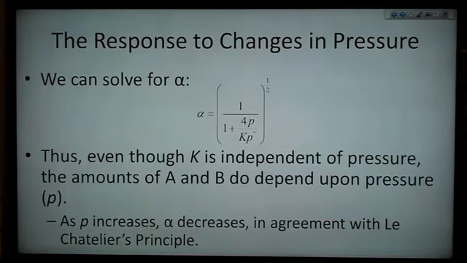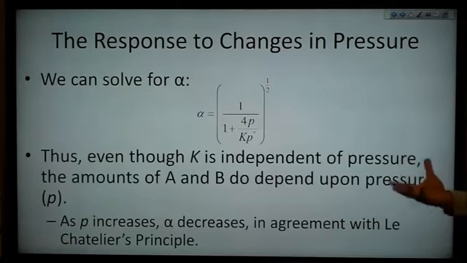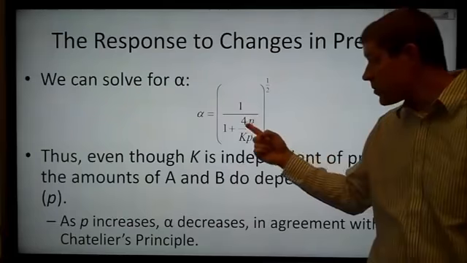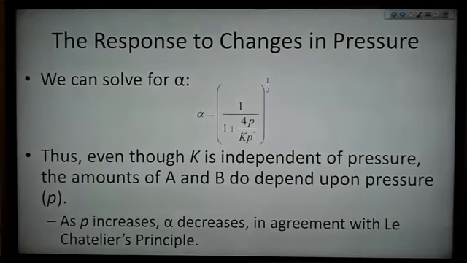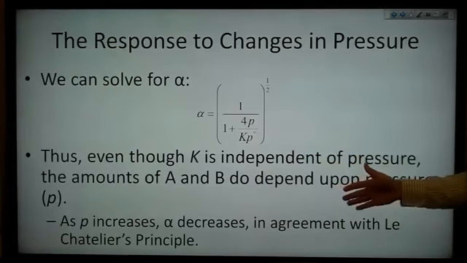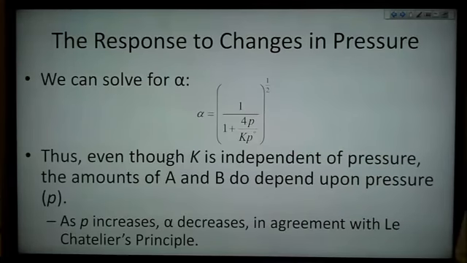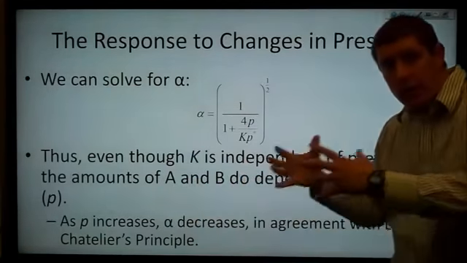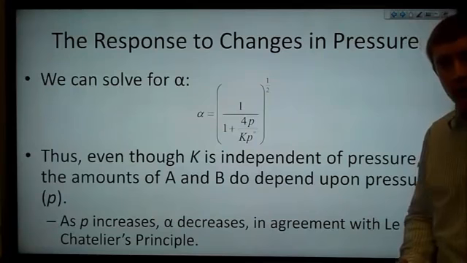So even though our equilibrium constant K is independent of the total pressure P, the amounts of A and B do in fact depend on the pressure. Alpha, how much of our A has reacted, depends on the total pressure P, even though the value of K does not. As the pressure P increases, the value for alpha decreases, which makes sense, right? We said that if we go from 1 mole of A to 2 moles of B, Le Chatelier's principle says that we should be shifting back towards A if we compress our mixture.